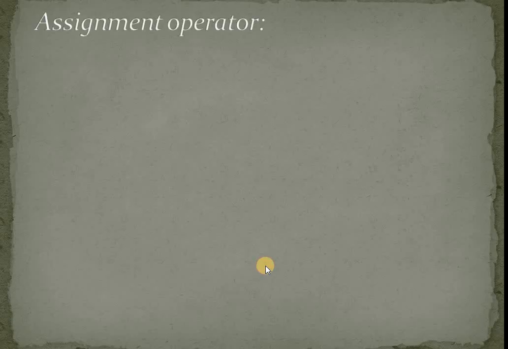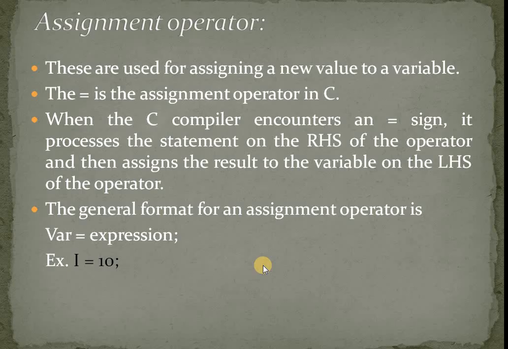Next we'll move on to assignment operators. These are used for assigning a new value to a variable. The equal to sign is known as the assignment operator in C. When the C compiler encounters an equal to sign, it processes the statement on the right hand side of the operator and then assigns the result to the variable on the left hand side of the operator.